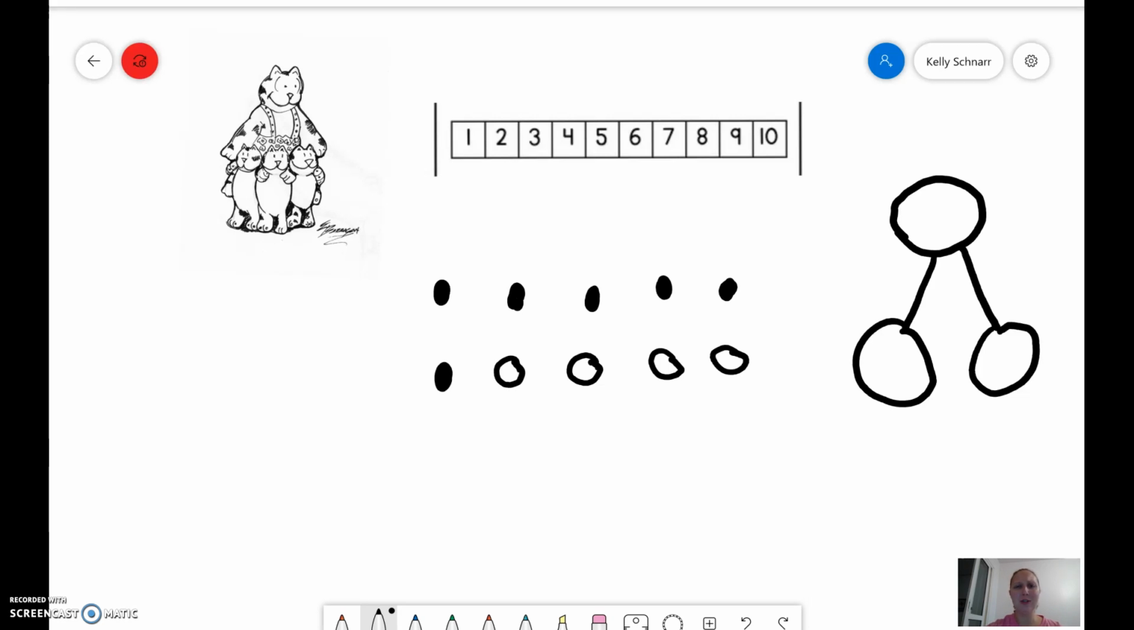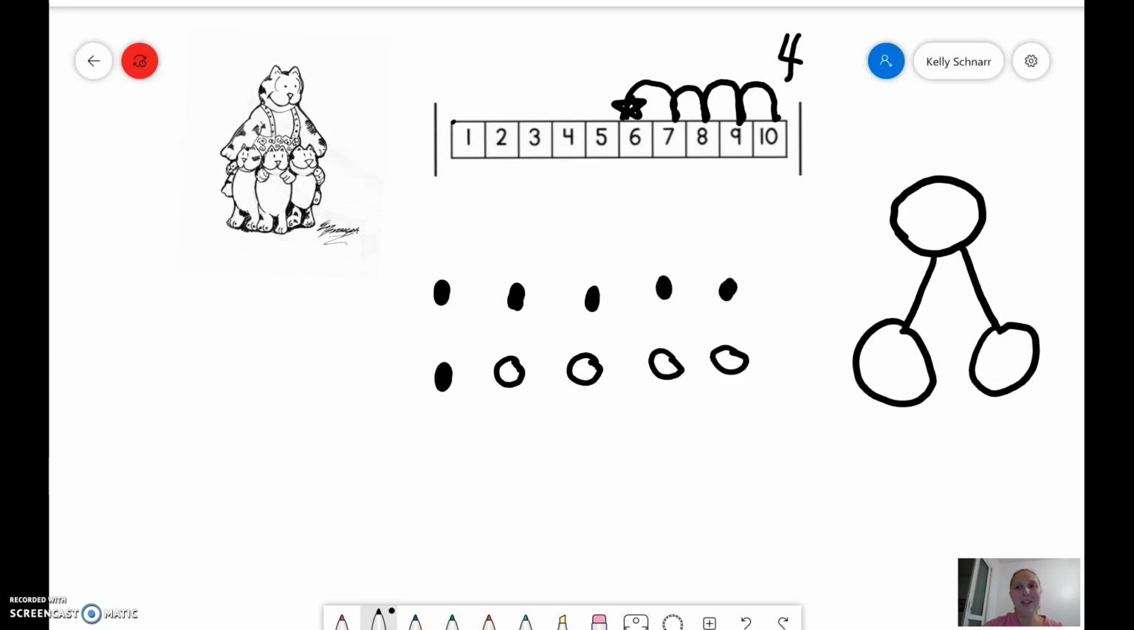All right, let's see how I can do it with my number path. Well, I'm going to start with the number that I know I already have, 6. So we're going to start on 6. And then I want to know how many it takes to get to 10. Let's count. 1, 2, 3, 4. Hey! 4 spaces later, I've gotten to 10, just like on my 5-group drawing. So I know that 4 more mice will feed all 10 kittens.